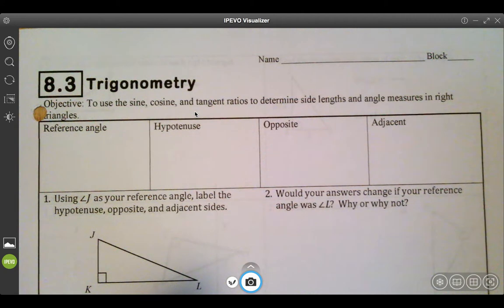Welcome to the Chapter 8, Part 2 notes. This is 8.3 and 8.4.